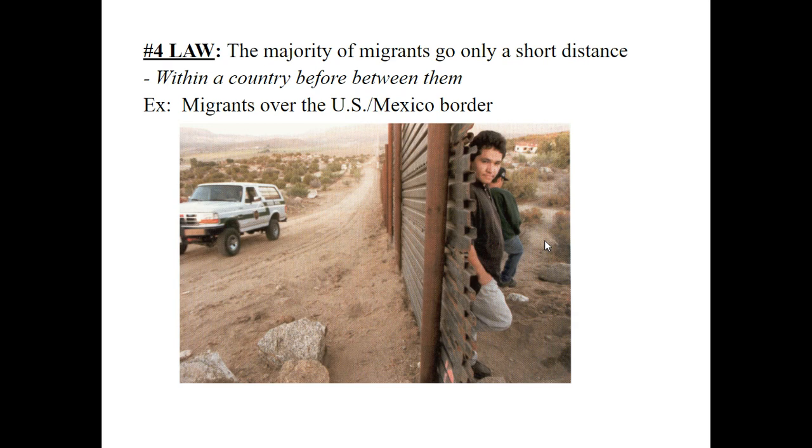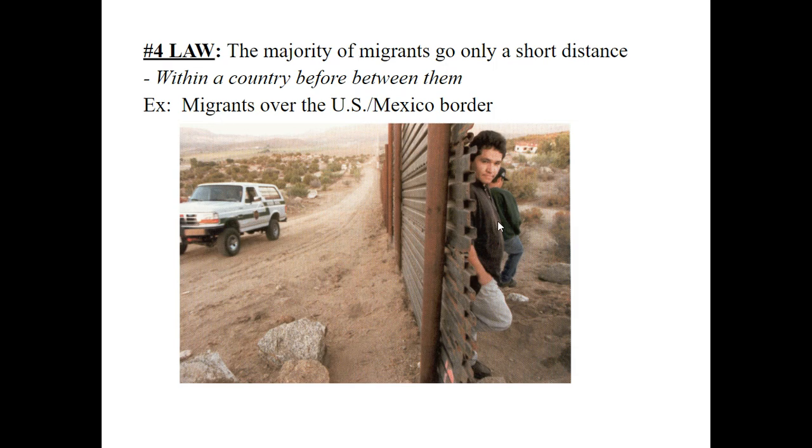Okay. Your fourth law is that usually migrants, people that are moving, only go a short distance, and they usually go within a country before they go to another country. So I always tell students, if I were to lose my job today, I would look for a job in Colorado before I look for a job in New Zealand. So most people who are coming here to the United States have already looked for a job in their community, but they couldn't find one, and they couldn't find a job even nearby. So that's why they're going a long distance. But usually it's a short distance.